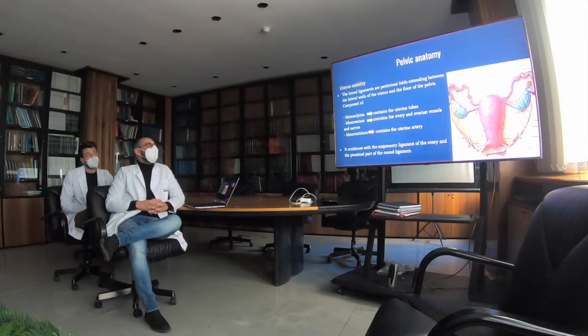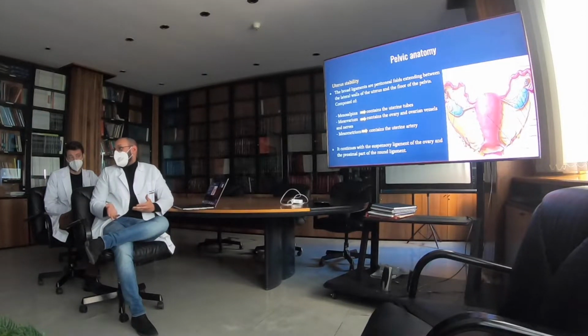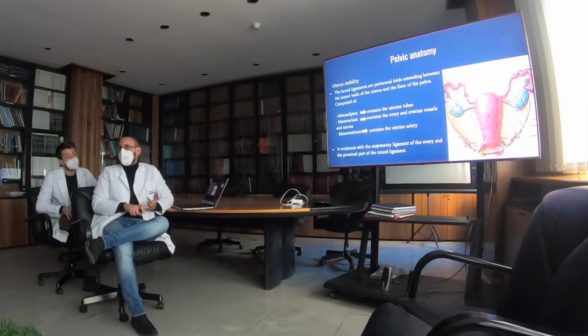Let's review briefly the uterus stability and its mechanisms. Firstly, we talk about the broad ligaments, which aren't ligaments themselves, but are peritoneal folds which extend from the lateral aspects of the uterus to the lateral walls and pelvic floor. We know it comprises 3 portions: the mesosalpinx, which contains the uterine tubes; the mesovarium, which contains the ovary and the ovarian vessels and nerves; and the mesometrium, which is the broadest part that contains the uterine arteries.